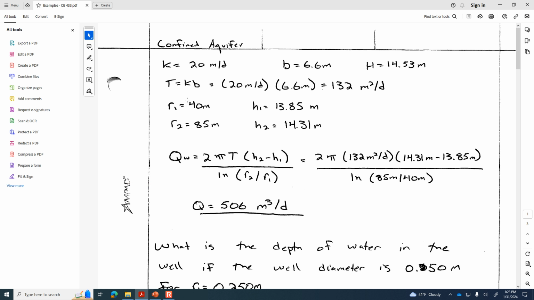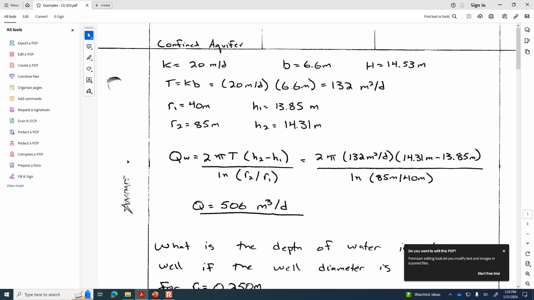So just to summarize, we interpreted from the given details that the closer location was location 1, where we're 40 meters from the well. The height of the piezometric surface from the bottom was 13.85. Then at 85, it was 14.31. So substitute all of that in. We should get 506 cubic meters per day.